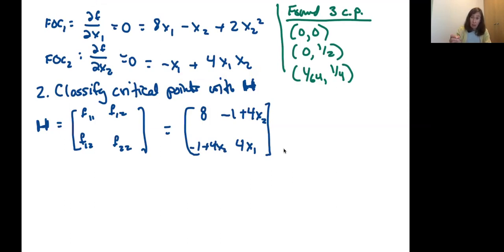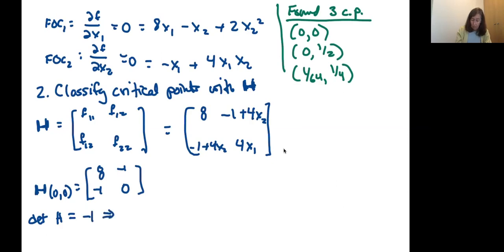Okay. Now to classify the critical points, I need to evaluate the determinant of H at each of these critical points. So let's do that. H of (1, 0) is 8, 0, negative 1, negative 1. So the determinant of H is 0, minus 1, negative 1, and (1, 0) is a saddle point.